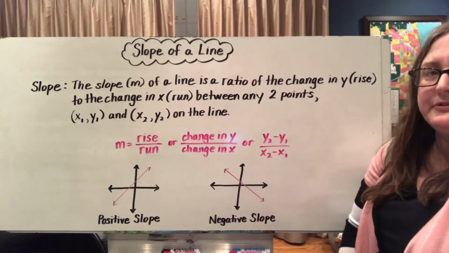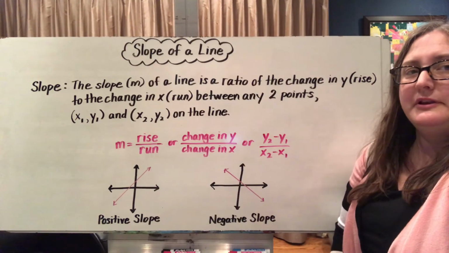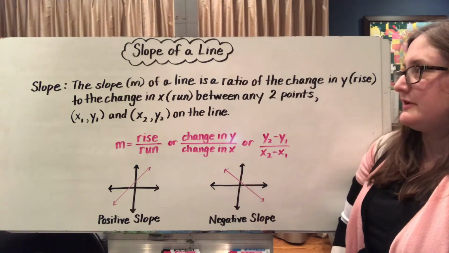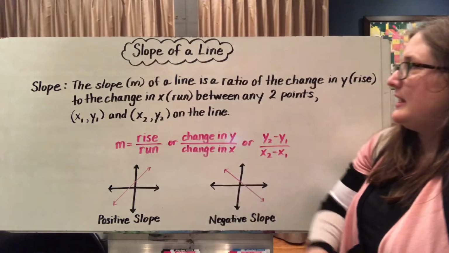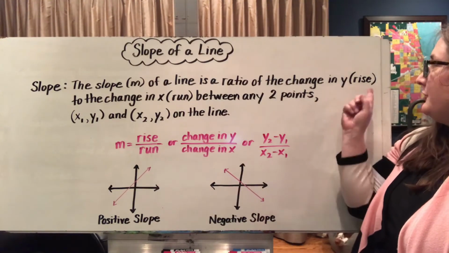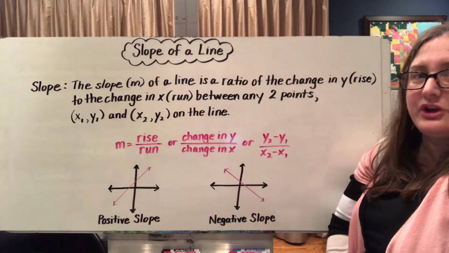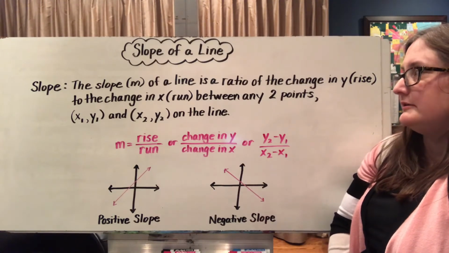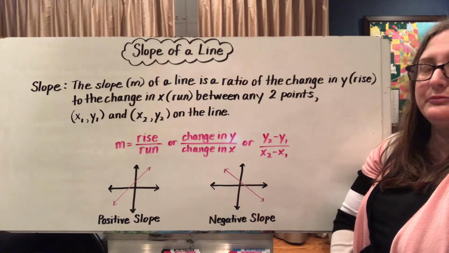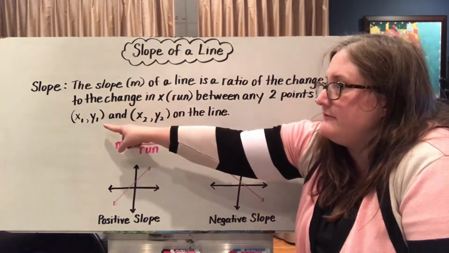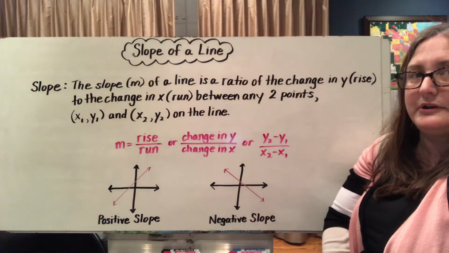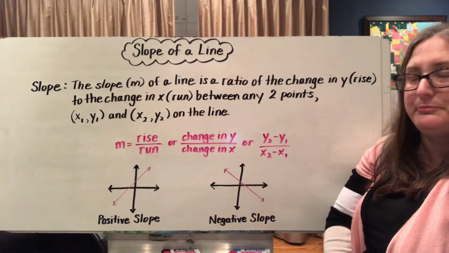We're taking a look at the slope of a line. The slope of a line is a line's steepness. The slope is often abbreviated with the letter M, and the slope is a ratio of our change in y, which we often call the rise, compared to the change in x, which we call the run, between any 2 points on the line. And we can call those points x1, y1 for the first point, and x2, y2 for our second point. So the slope is the steepness between those points.